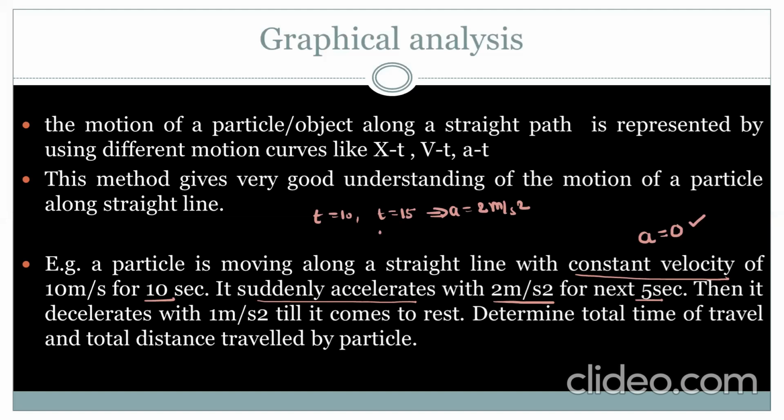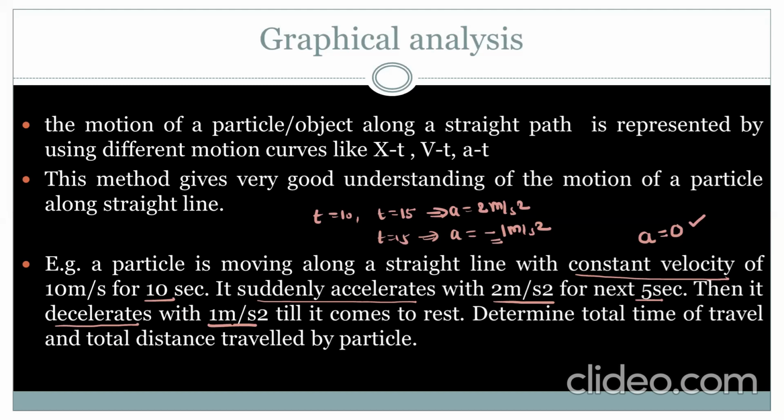That means after 15 seconds, for the remaining time, the particle's acceleration is minus 1 meter per second square. The meaning of minus is that it is a deceleration. That is called negative acceleration, or retardation. And finally, its velocity will become 0 at a particular position. Okay. So how to represent this?